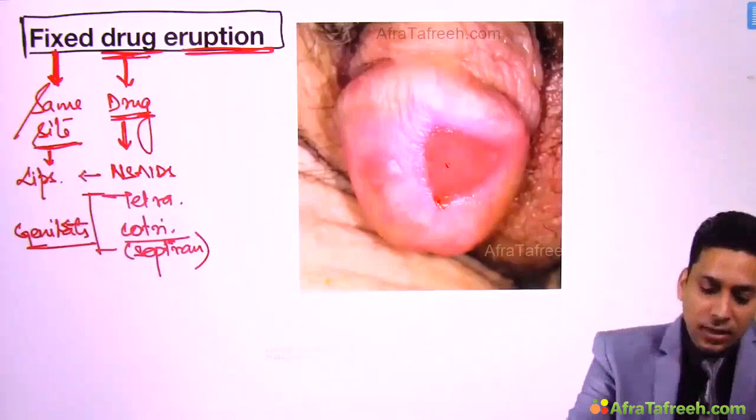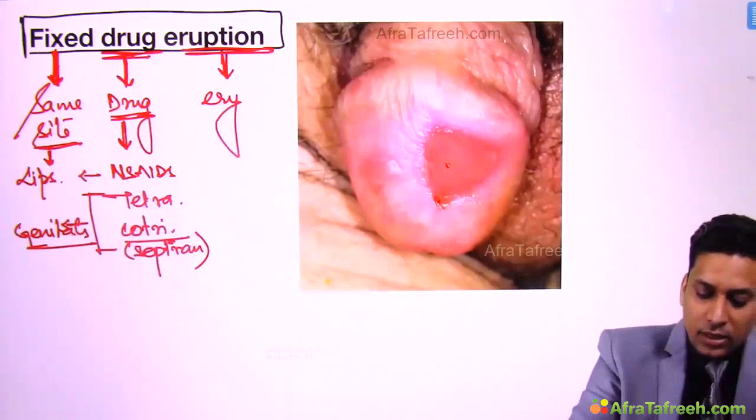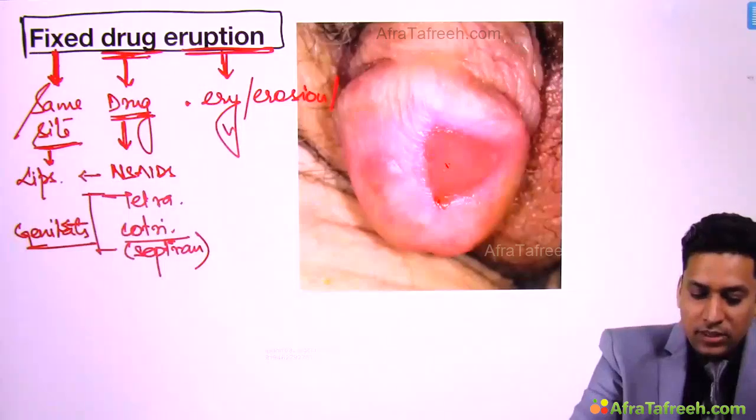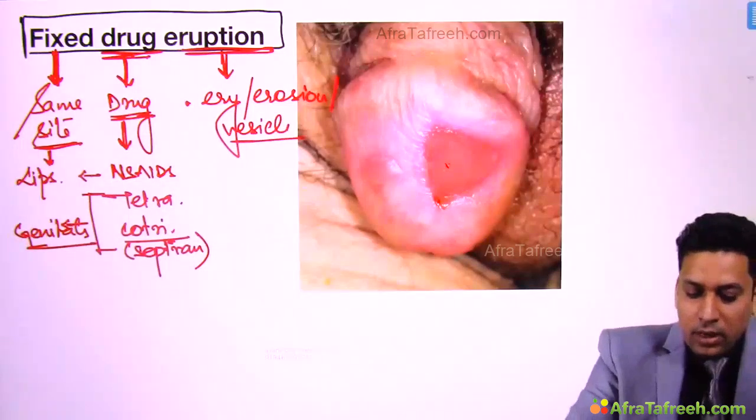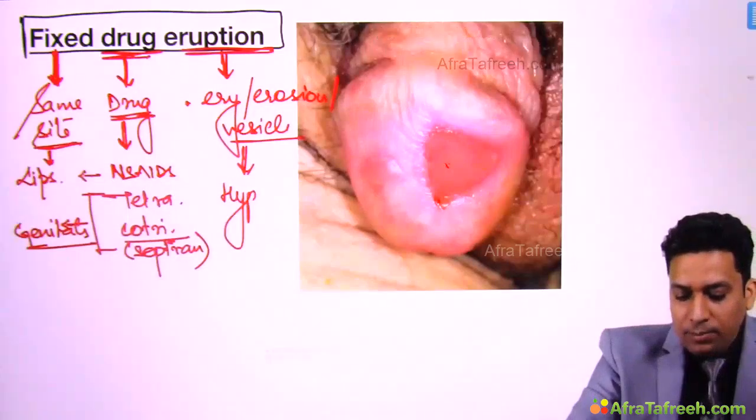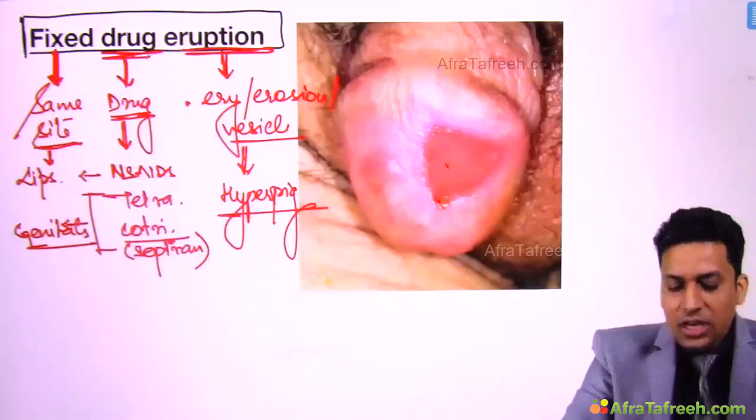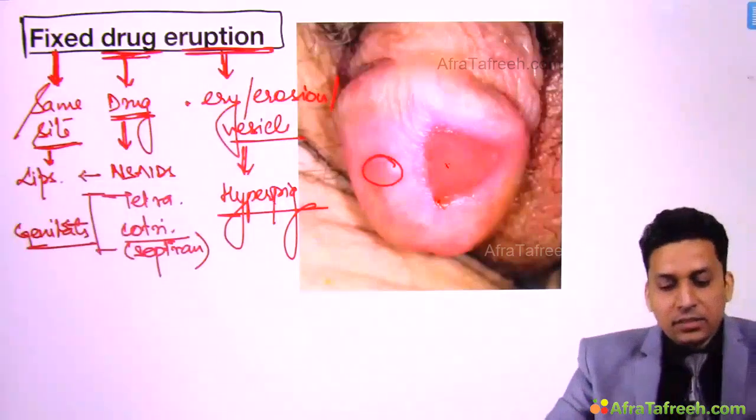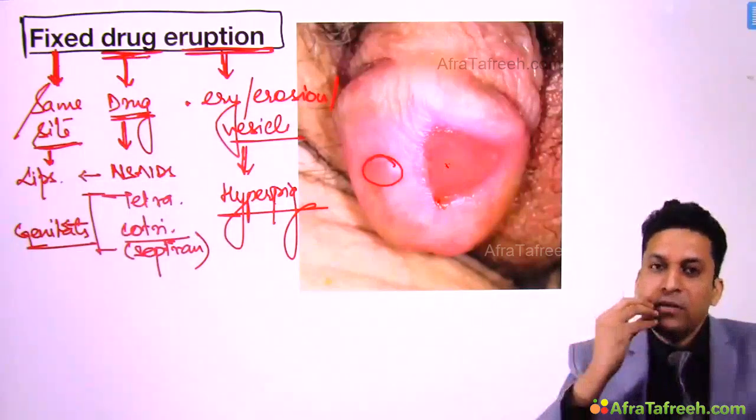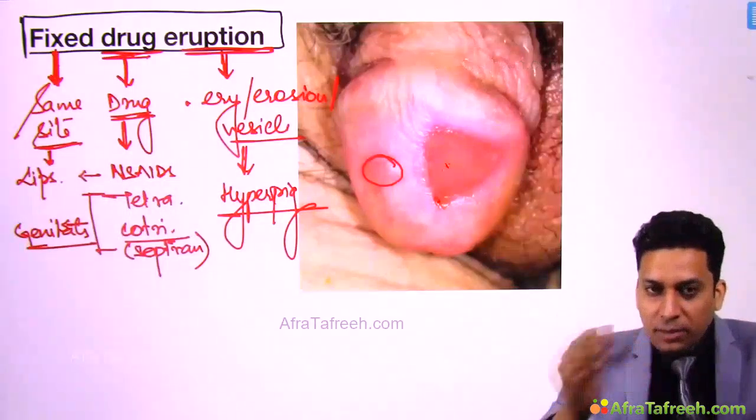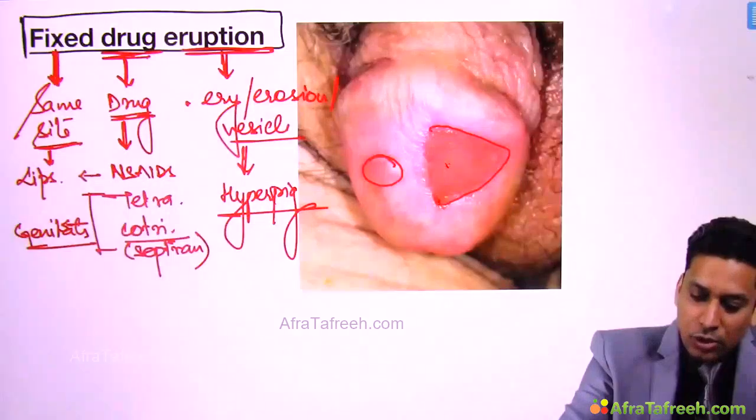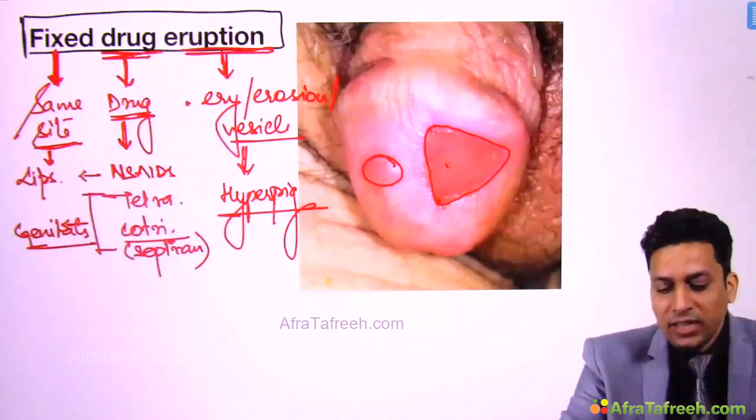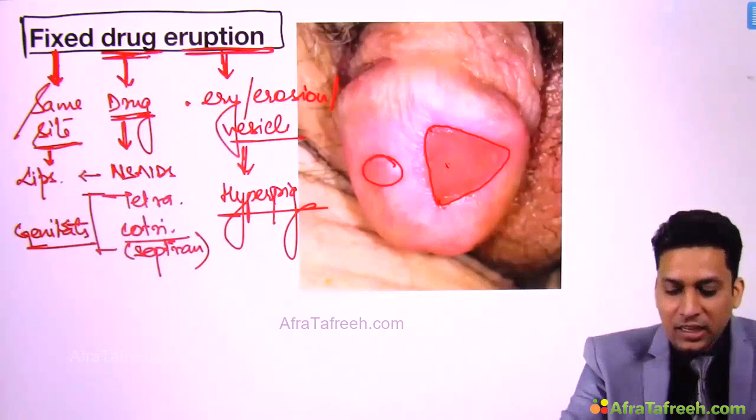fixed drug eruption, and this eruption initially is in the form of an erythematous lesion or erosion or vesicle, which later heals with hyperpigmentation. So initially the patient will develop a vesicle, like you can see this fluid-filled lesion present here over genitals. Over genitals or over lips, the patient might develop this vesicle or a bulla, and when this ruptures, you will find this erythematous erosion. After a few weeks or months, you will find that these areas heal and leave behind hyperpigmentation.